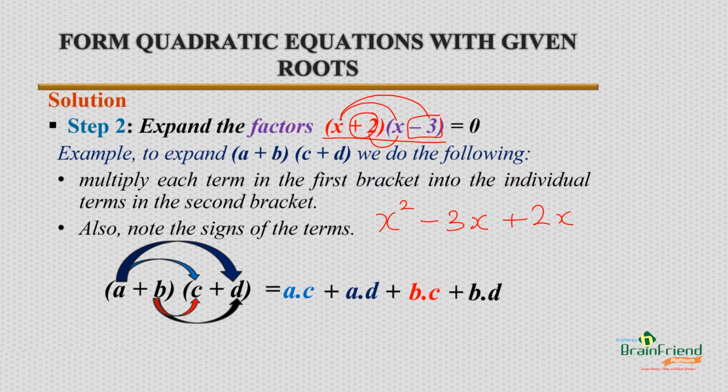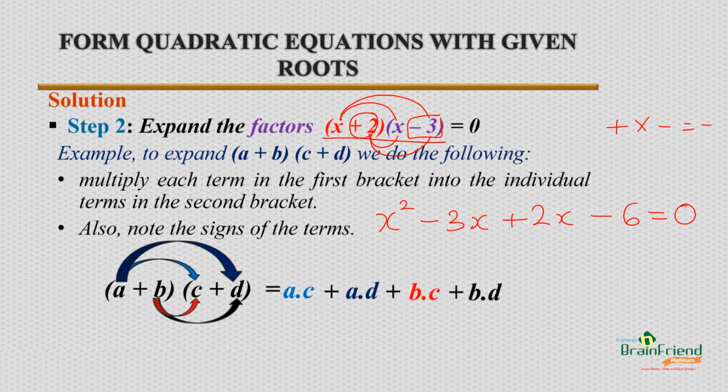Then finally, let's multiply the same plus 2 times minus 3. So this will give us minus 6. Now remember that plus times minus is equal to minus, right? Okay, that is why this is minus 6. Okay, we have everything now, and then we equate it to 0.